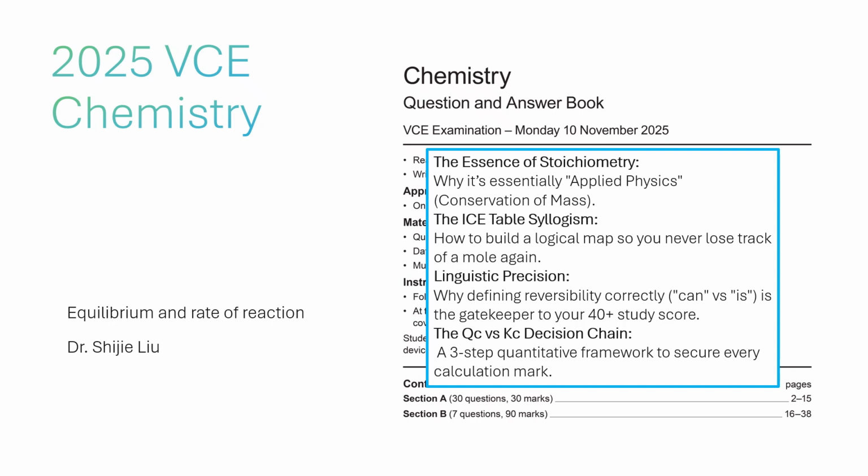What you will learn: the essence of stoichiometry, why it's essentially applied physics conservation of mass, the ICE Table Syllogism, how to build a logical map so you never lose track of a mole again, linguistic precision, why defining reversibility correctly is the gatekeeper to your 40+ study score, the QC versus KC decision chain, a 3-step quantitative framework to secure every calculation mark.